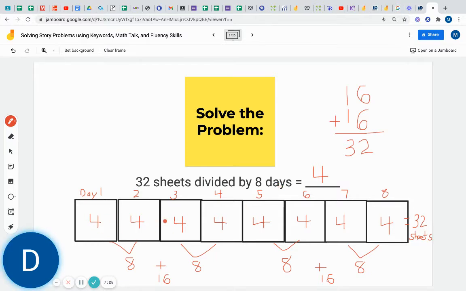In solving this problem, we would take our 32 sheets divided by 8 days. If each one of these squares represents a day, how many sheets can Derek use each day? Well, if you know what 32 divided by 8 is, it equals 4, but you could also visualize this with a representation and put 4 in each of those days, and then use some kind of addition problem to get your answer. What's 4 plus 4? 8. And then simply take 8 plus 8 is 16, 8 plus 8 is 16, 16 plus 16 is 32. So we kind of checked our work. Yes. So the quotient, or the answer to this division problem, is 4.